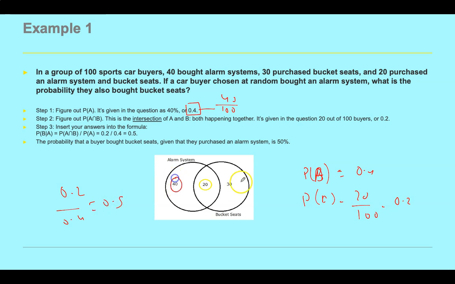So this is 40 for the alarm system, 30 for the bucket seat, and 20 for both, right? This is how we understand that the conditional probability becomes 0.5. That means the probability that a buyer bought a bucket seat given that they purchased an alarm system is 50%. I hope you understand.